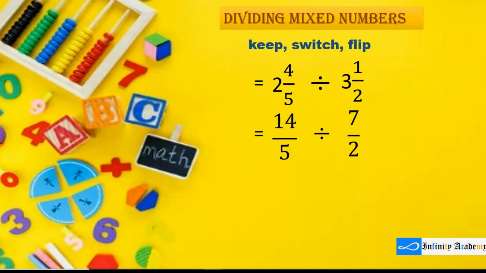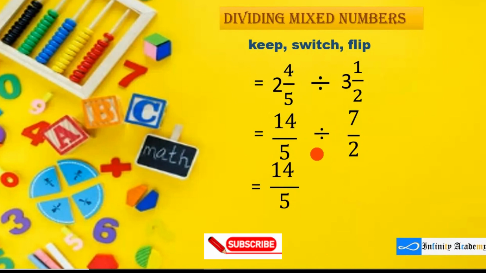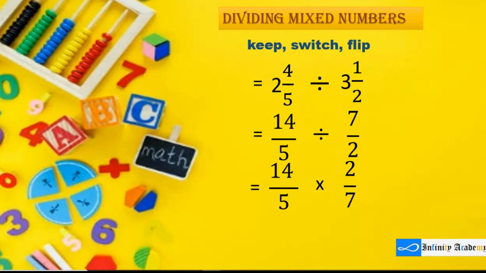Now solve these fractions in the same way as we solved the fractions in the previous video. For dividing fractions, we have to follow the rule of keep, switch and flip. Applying this rule, we keep the first fraction the same, that is 14 by 5 will remain the same. Now we switch the sign from division to multiplication, as the opposite of division is multiplication, and we flip the second fraction. Flipping the second fraction, we get 2 by 7. Now we have a multiplication sign, so just multiply these fractions straight across.